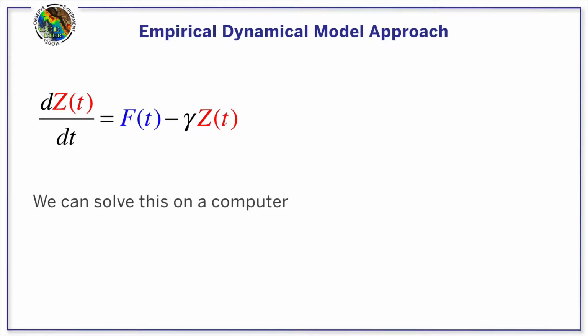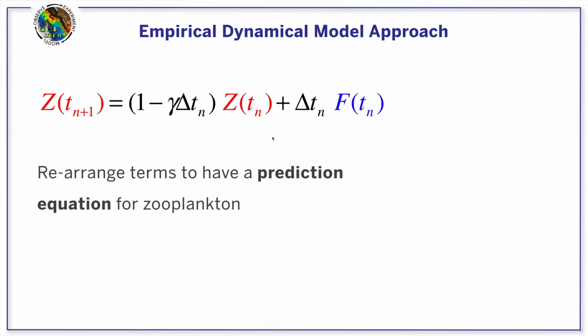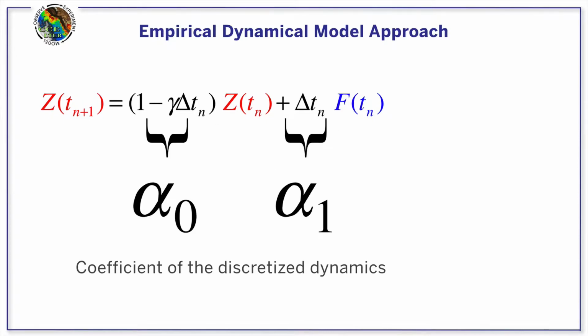Now, to do that, we would have to discretize the dynamics. That is, we have to write this equation in discretized form for discrete time intervals. So this is a discrete derivative equals the forcing and so forth. And with this discretized equation, we can rearrange the terms to have essentially a prediction equation for zooplankton, where the future value of the zooplankton is equal to some past value of the zooplankton times a coefficient, plus the forcing times another coefficient.